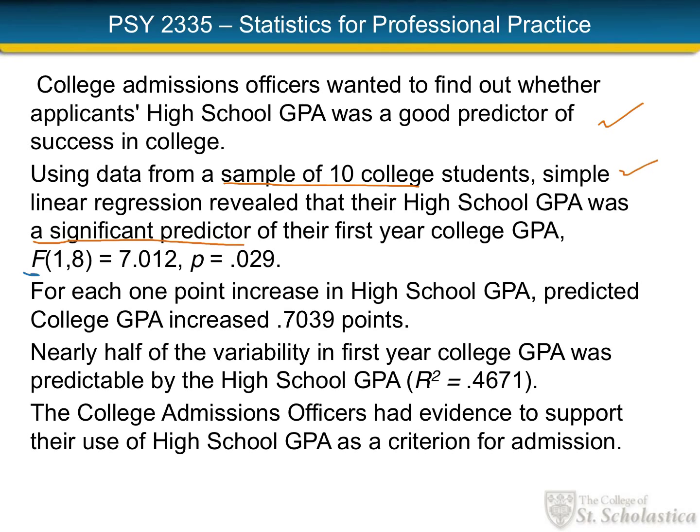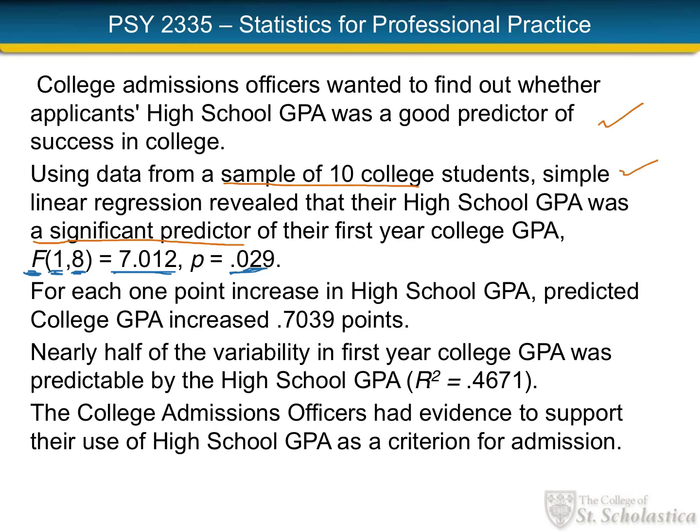I need to have the name of the test, so it gives me the F for which distribution I'm using, the degrees of freedom for the numerator, which is our systematic component, and for the denominator, which is our error component. I report the actual F statistic, and I always report the actual p-value if I possibly can. That lets my reader know exactly what the likelihood would be of getting a result like this by random chance.